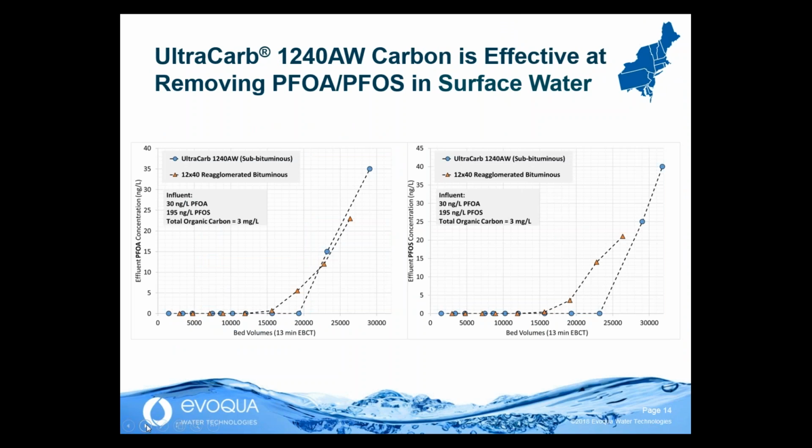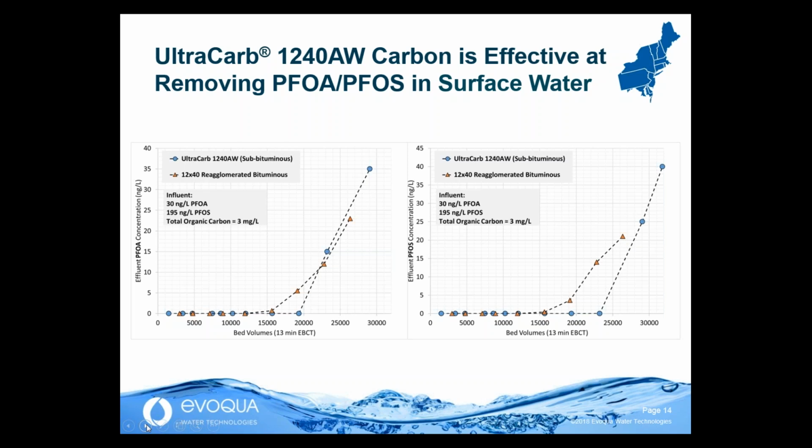Now I'd like to cover some of the data that we have for how these various carbons perform in different waters. Here is a unique case where it's a surface water, which we don't see very often for PFAS contamination, but nonetheless, this was the state at this site. What we can see here is that if we have the reagglomerated bituminous material, which is a relatively standard carbon in the marketplace, we can actually exceed the performance of that with our UltraCarb 1240AW, where we're looking at about 45 days of longer operation for PFOA, shown there on the left, and as long as 90 days of additional operation to detection with PFOS on the right.